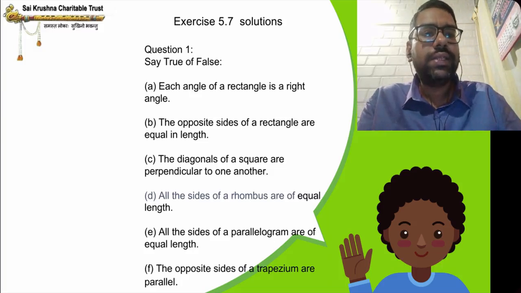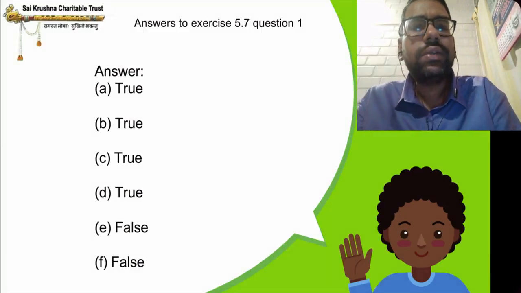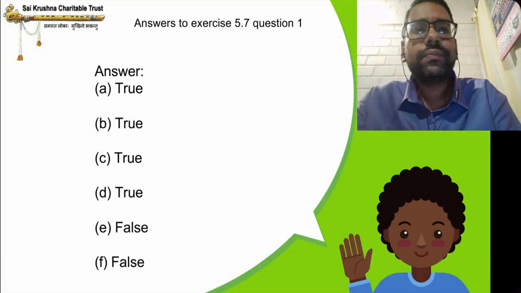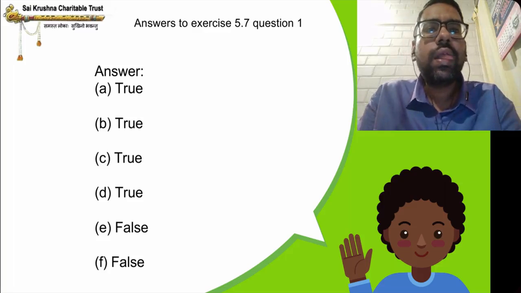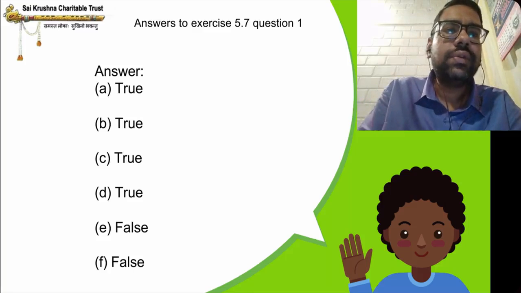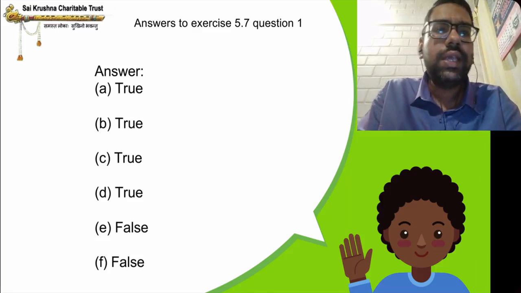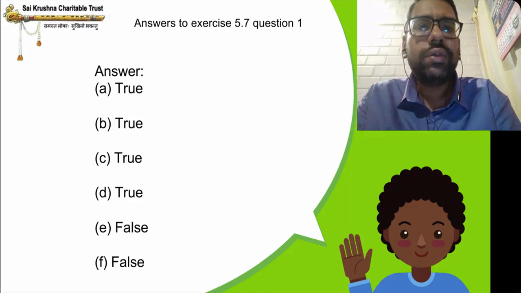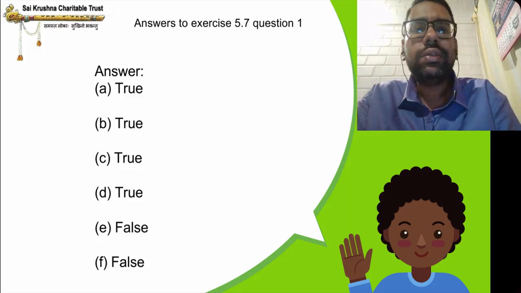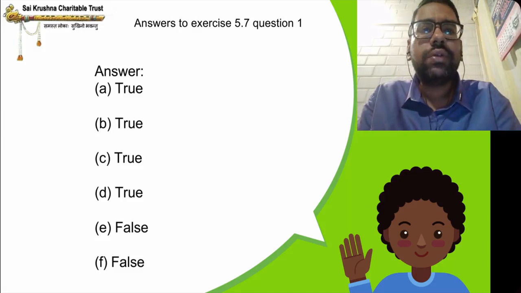I have given the answers here. Answers to exercise 5.7 question 1. The first answer is true. Solution to question B is true. Solution to question C is true. Solution to question D is true. Solution to question E is false. Solution to question F is false.